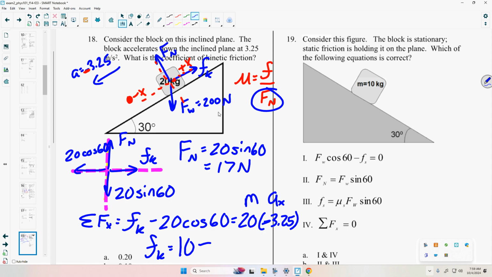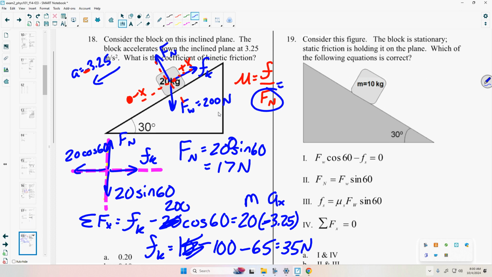That doesn't make sense. Is it supposed to be 200 instead of 20? Oh yeah. Yeah, this should be right here. Yeah, I made a mistake because my Fk was coming out negative. All right, so I have 100 minus 20, what's that, 60, 65, or 35 newtons. So I have my mu is, no, that's not right either. Did I do that right? Oh, this was 200 over here.